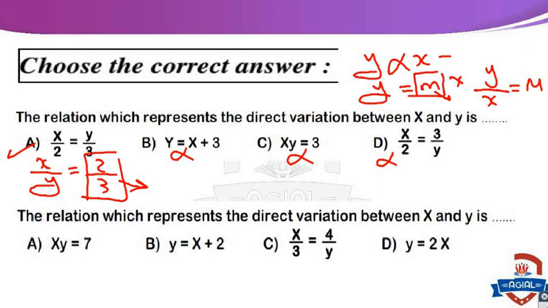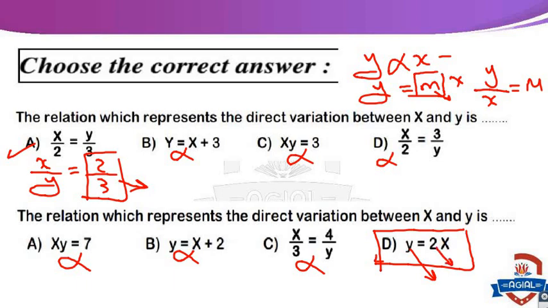y varies directly as x. Then y = mx, and y over x equals m. y = x + 2? No. x over 3 equals 4 over y? No. xy = 7, xy equals constant? No. y = 2x? Yes, it is the correct answer. y = 2x: 2 is the constant times x. Do you understand?